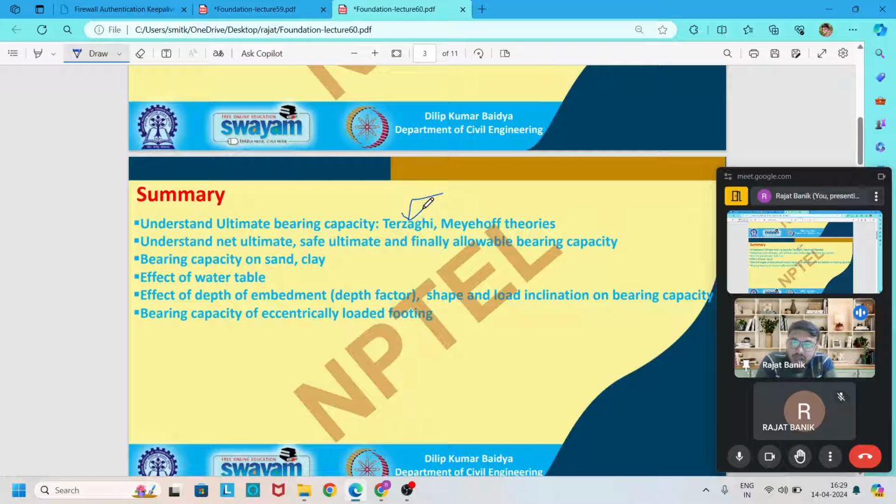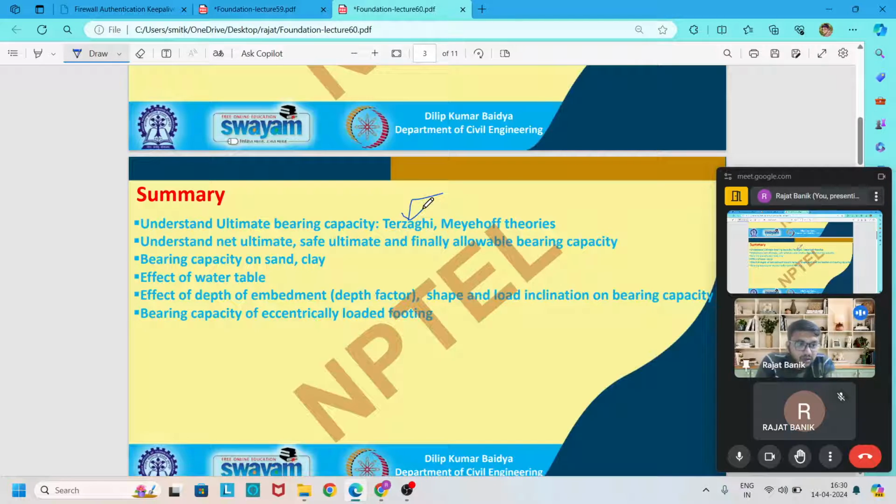So net ultimate bearing capacity is nothing but the ultimate bearing capacity minus the self weight of the soil up to the depth of the foundation, that means minus gamma Df. And safe bearing capacity is that if we divide this net ultimate bearing capacity by the factor of safety, then add again the self weight of the soil up to the depth of the foundation, it will give the safe bearing capacity. And there is one more term, allowable bearing capacity.